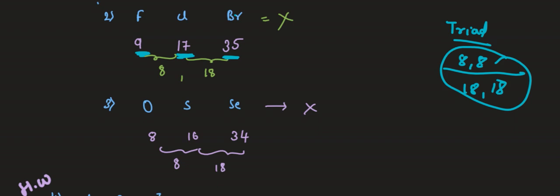Next, oxygen, sulfur, selenium. Can all three elements be a triad? You have to follow step by step. What is the first rule? All three elements must belong to the same group. Can I say here in the second example all three elements belong to the same group?